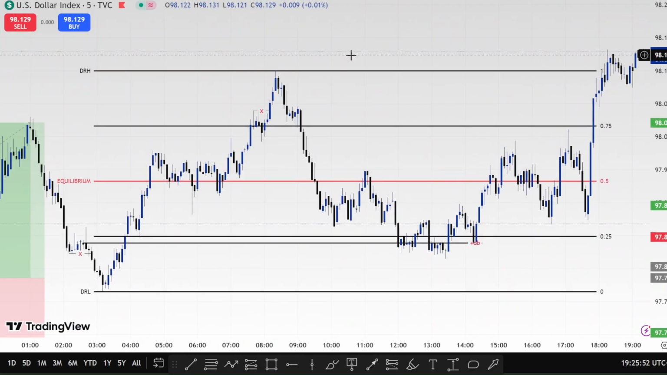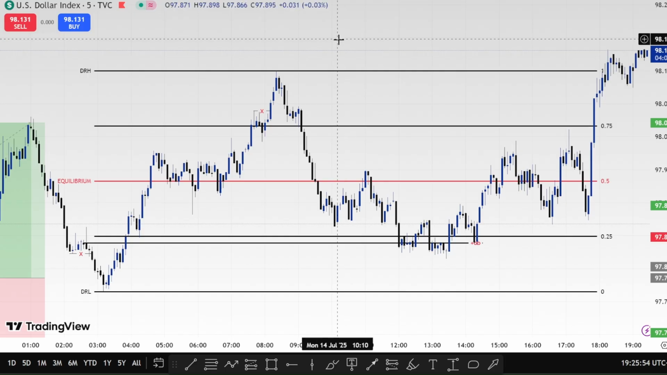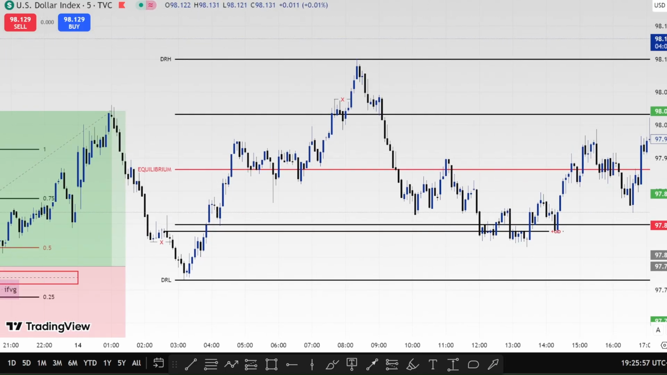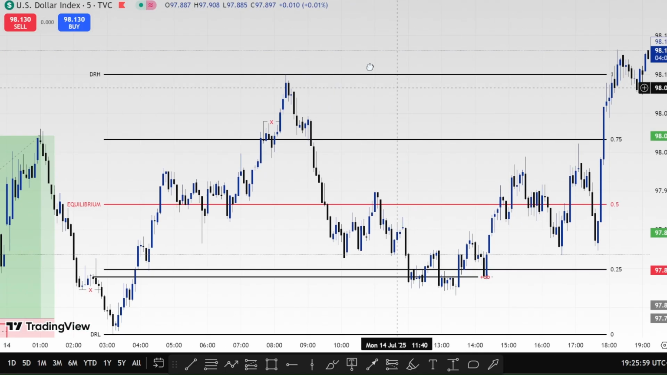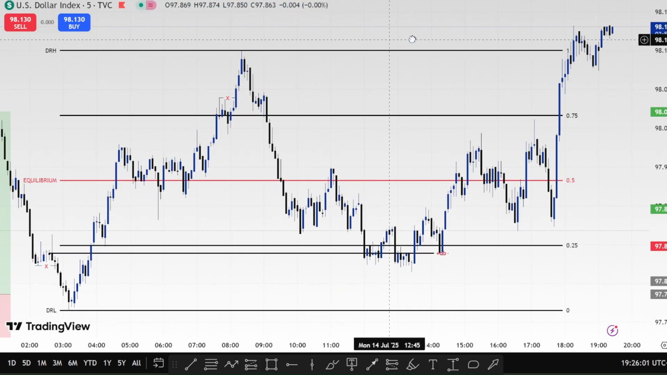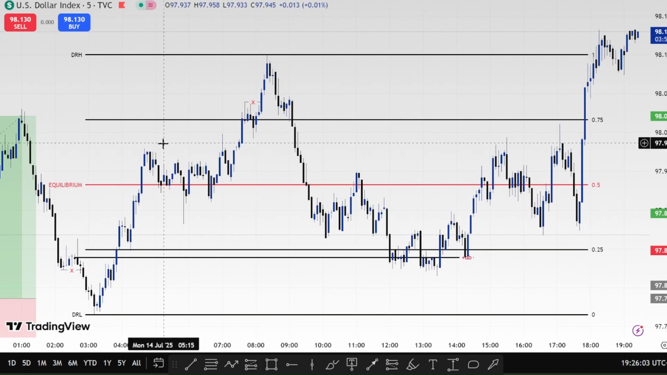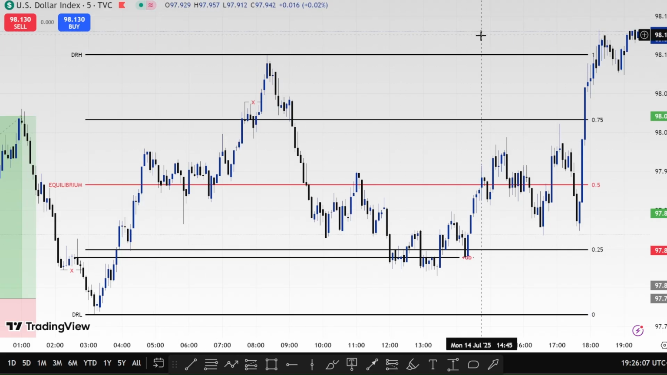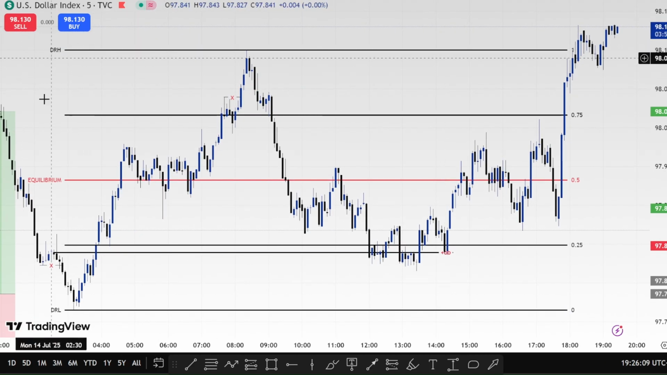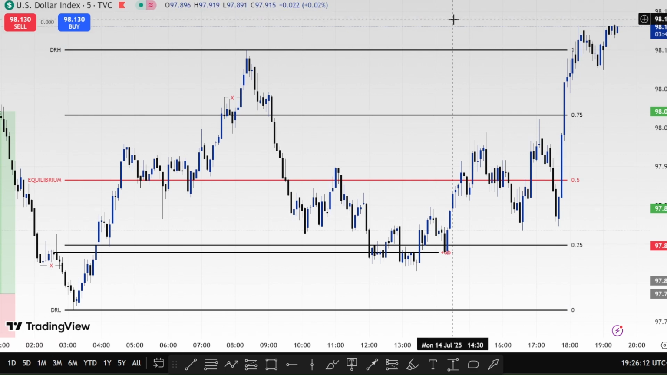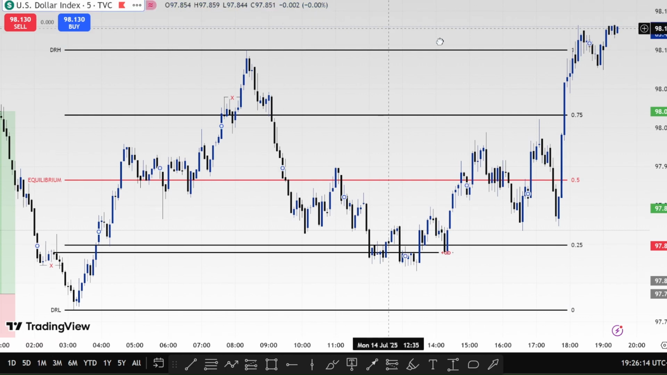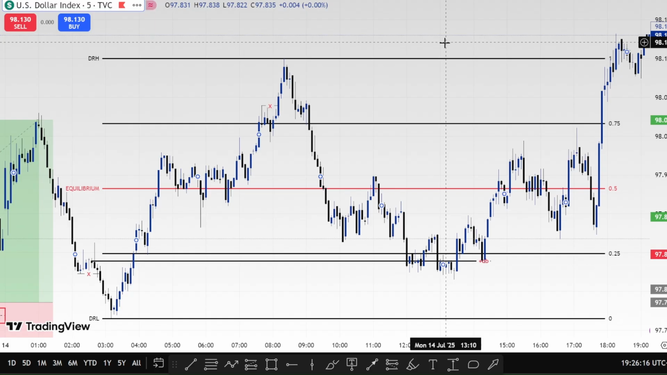So basically I saw this, I made this, I broke this on the US dollar index. I want to show you how I did it. I know some of you may be confused by these lines, what's happening, but you can see by DR low, DR equilibrium, I'm basically trading a dealing range.